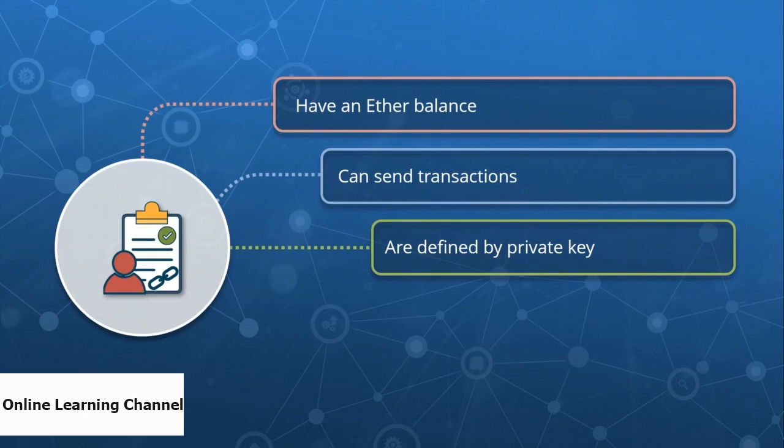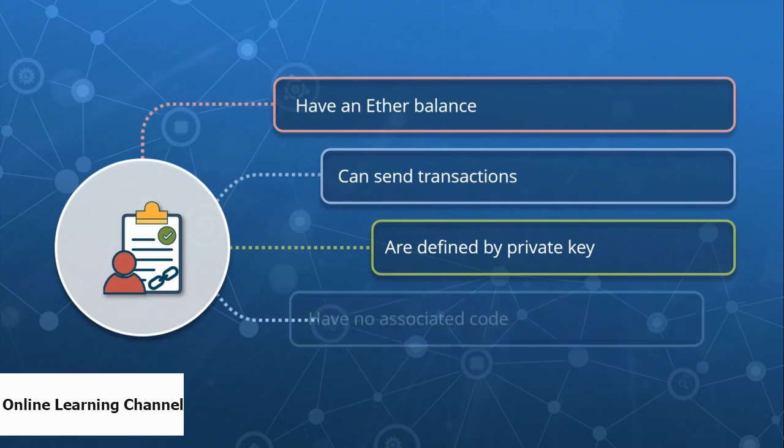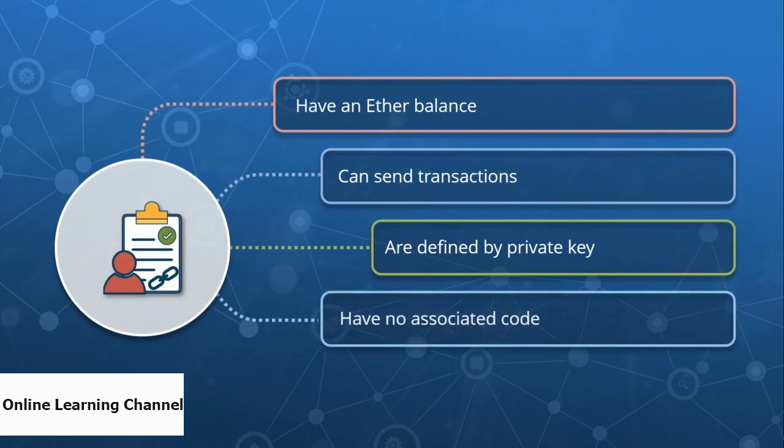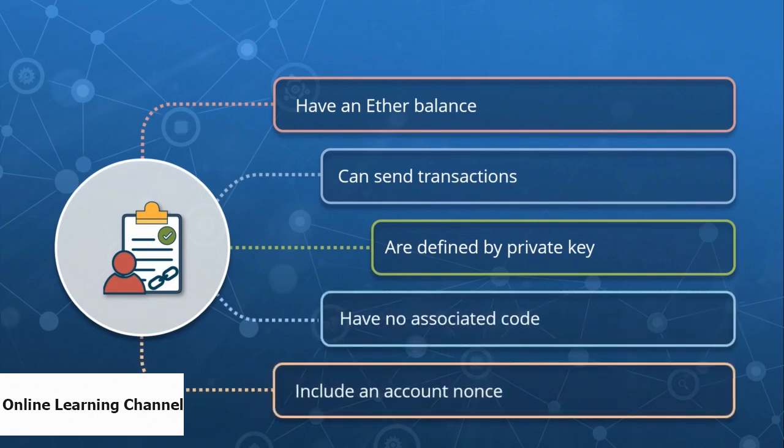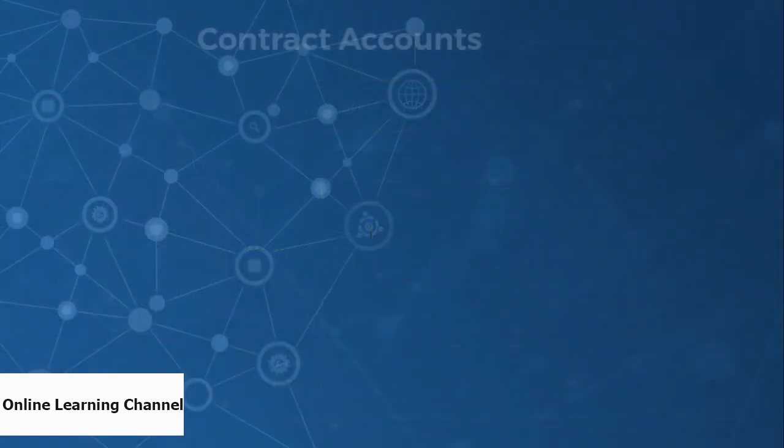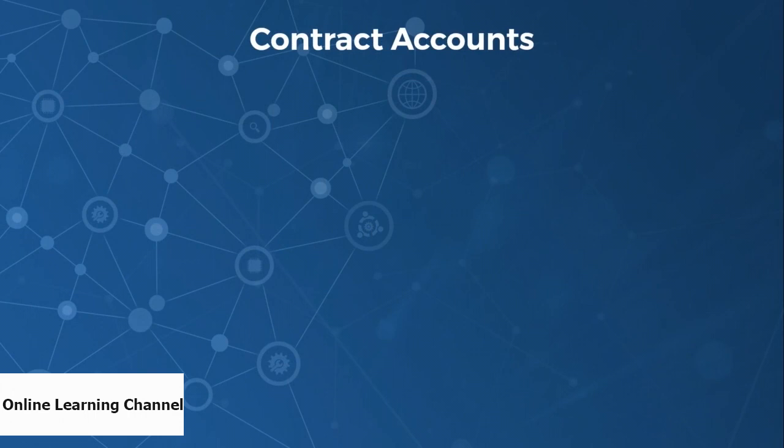One feature which distinguishes externally owned accounts from the contract accounts is the fact that there is no code which is associated with EOAs. These accounts also have an associated account nonce, and this is effectively a count of the number of transactions which have been invoked from the account. We will see exactly why this is useful a little later in this course. Moving along now to contract accounts, which are associated with smart contracts.